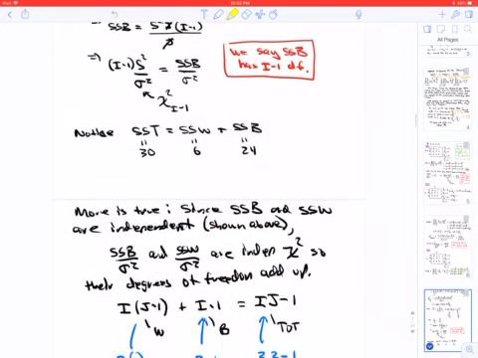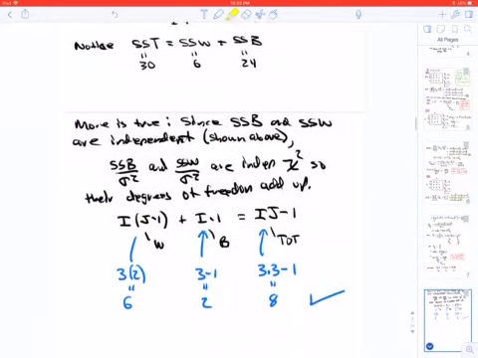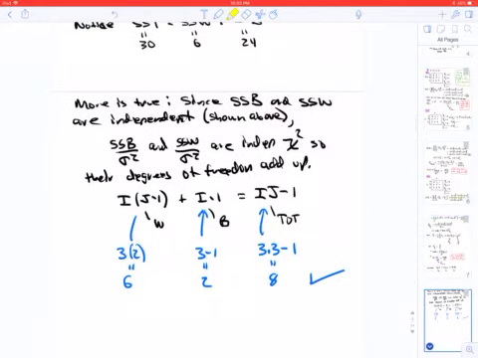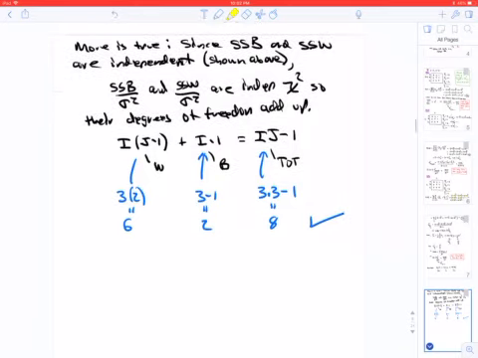So we confirm that indeed SST is SSW plus SSB, 30 is 6 plus 24, but more is true because we've shown that these sums of squares, SSB and SSW, are independent, and SSB over sigma squared is chi-squared, and SSW over sigma squared is chi-squared. So we're adding independent chi-squareds, so their degrees of freedom add up. And indeed, we can confirm that 6 plus 2 is 8.